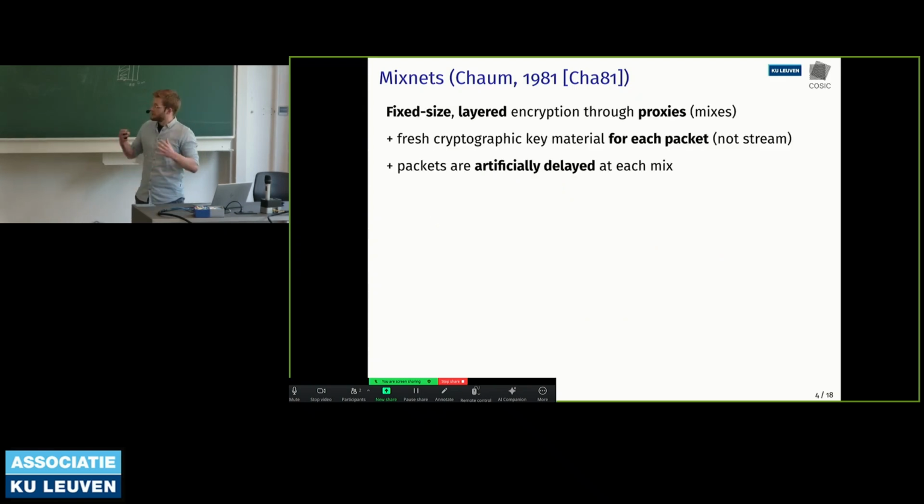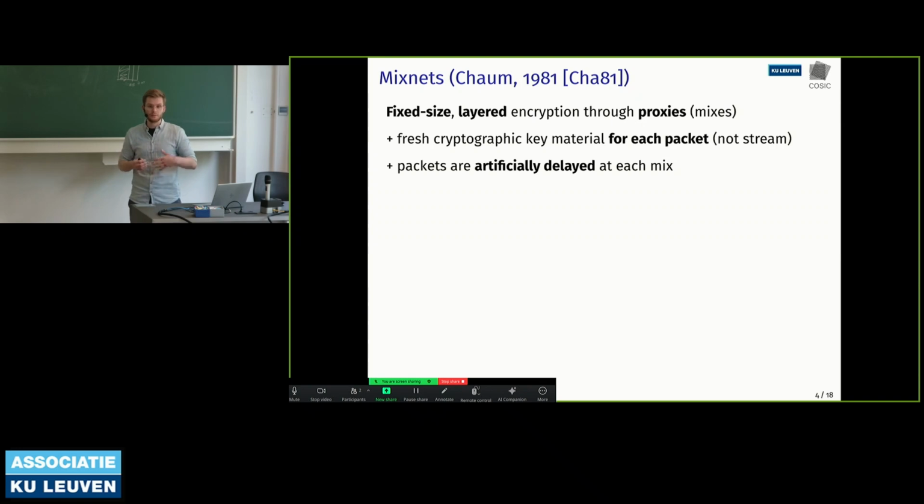And just to sum this up, a mixnet works in the way that it has proxies. These are the mix nodes through which the messages are sent. It prepares messages of fixed size, so all of them look the same, and layers them in encryption that only a specific hop can decrypt. And then this is very specific to a mixnet. It uses fresh cryptographic key material for each packet. So you cannot link packets based on, for example, a session key.